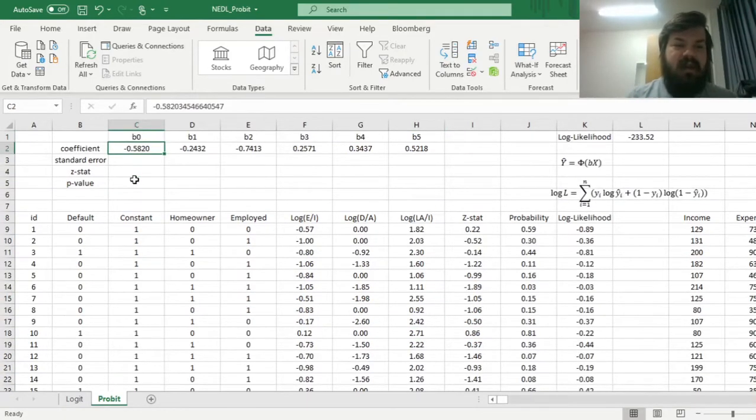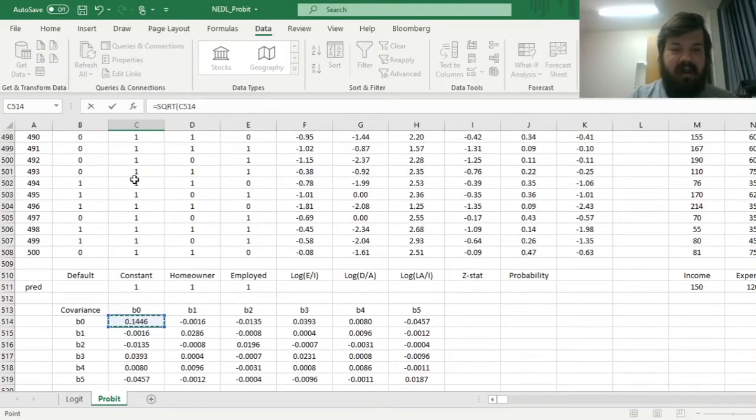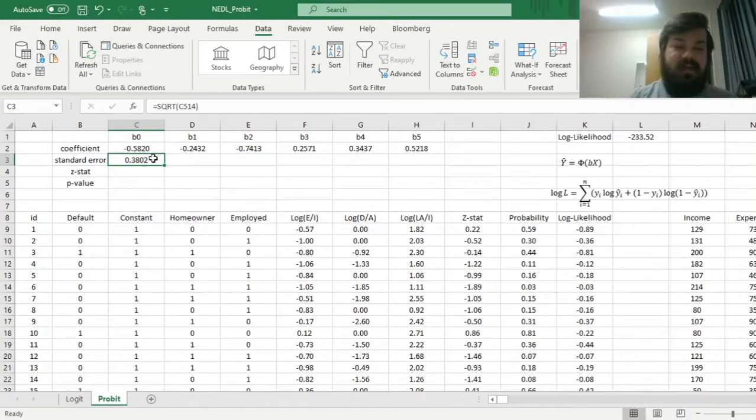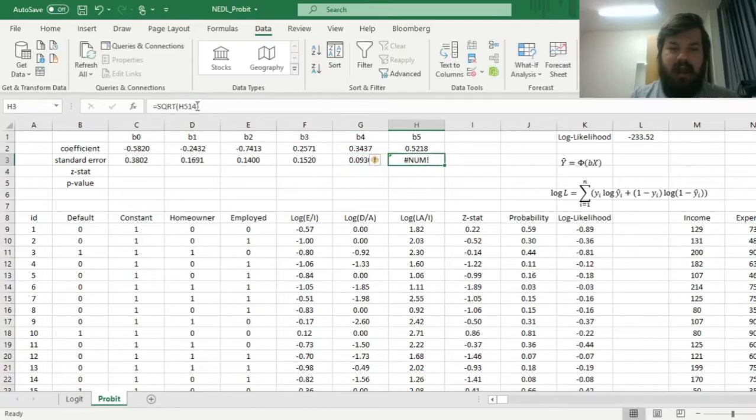So here, in this particular cell, the standard error for B0, for our constant term, let's calculate the square root of this particular entry, and then, to perform the calculations most efficiently, we can drag it across, and here increase the row number by 1, here by 2, here by 3, here by 4, and here by 5, so we correctly capture the square roots of all diagonal elements.